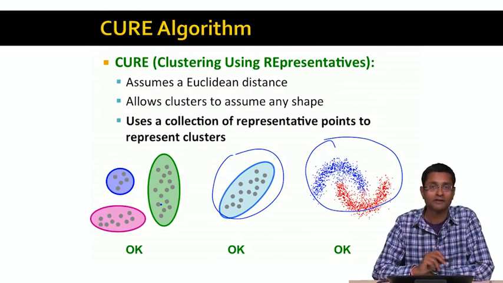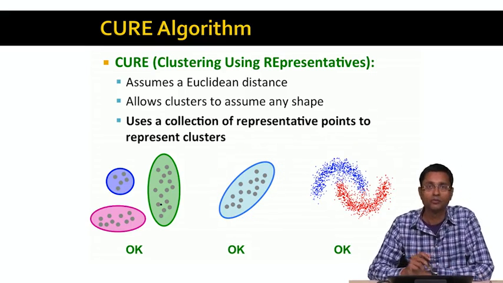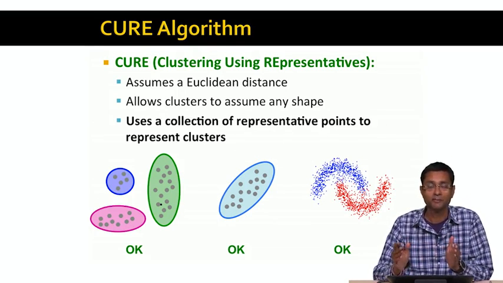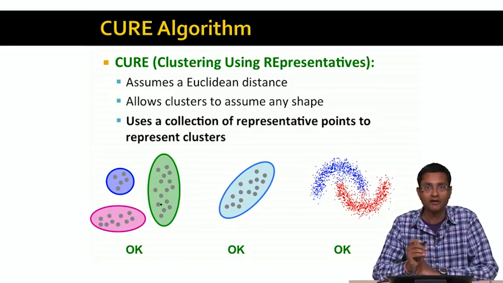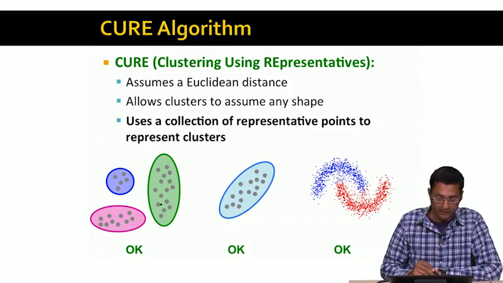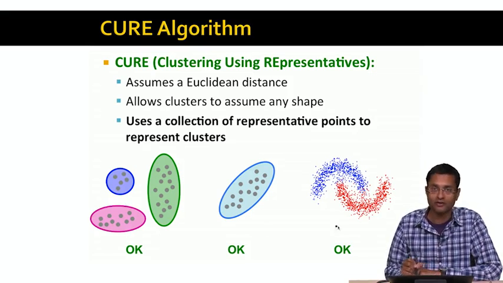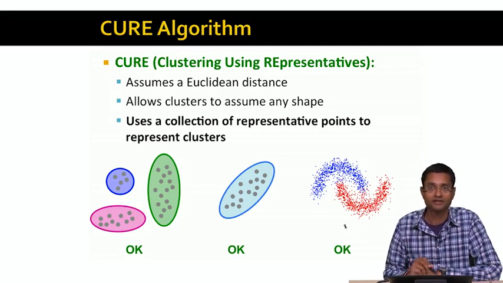The CURE algorithm tries to fix this problem with the BFR algorithm. The CURE algorithm assumes a Euclidean distance. Remember, a Euclidean distance metric means between any two points, we can always find a midpoint of the two points by taking the average of those two points. However, the CURE algorithm, unlike the BFR algorithm, allows clusters to assume any shape whatsoever. There is no restriction on the shape of the clusters. So in the CURE algorithm, any of these clusters, the first, the second, or the third, are perfectly fine. The CURE algorithm can find clusters of those shapes.